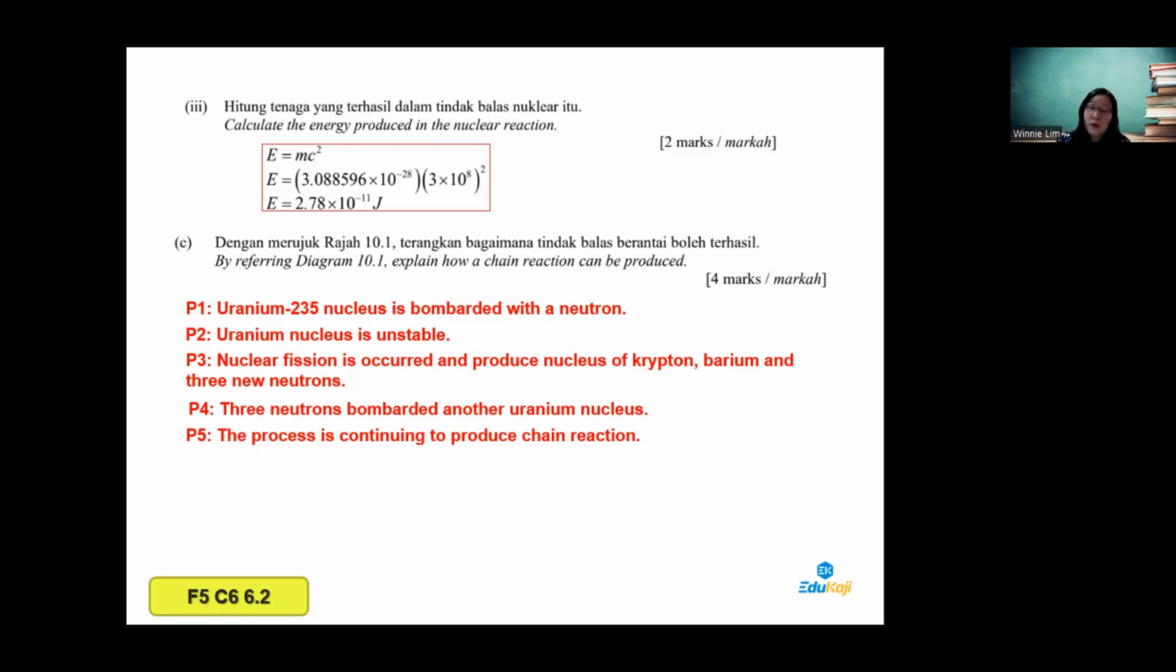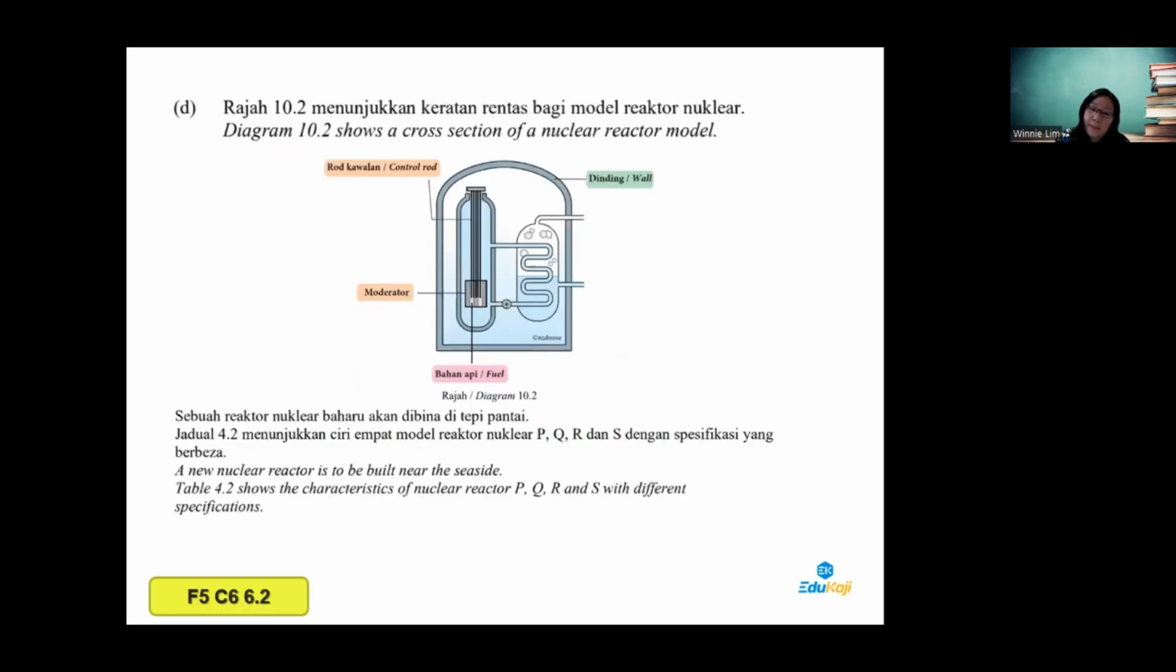Okay, so you can give 4 marks. And this is more than 4 marks already. But the back part is important. If you miss out that the uranium nucleus is unstable, it is okay. But you cannot miss out the 3 other neutrons and the other uranium nuclei to bombard.